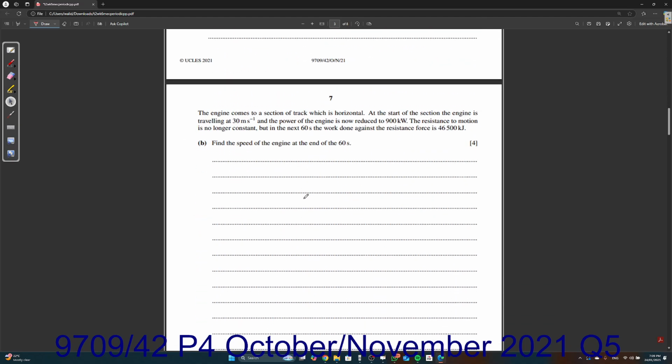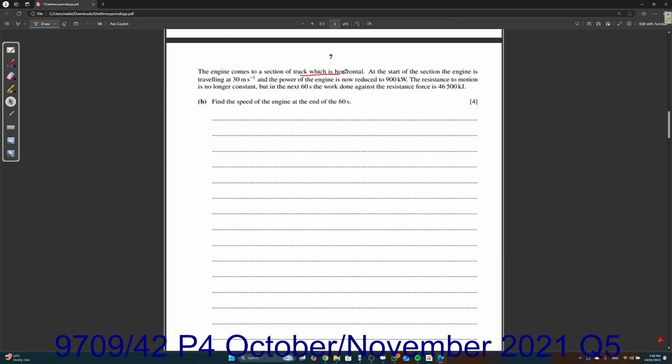Very, very easy. Part B: the engine now comes to a section of the track where it's horizontal. At the start of the section, the engine is traveling at 30 meters per second, and the power of the engine is now reduced to 900 kilowatts. So the power is 900 kilowatts.